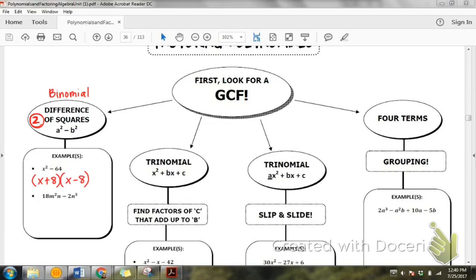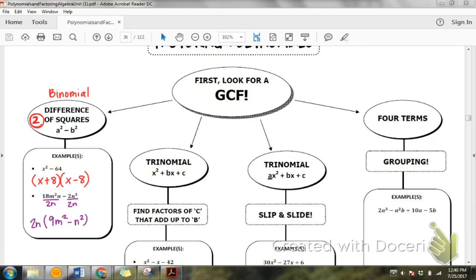Okay, what about the second one? Is there a greatest common factor between 18m squared n and 2n cubed? Mitchell? Yes, 2n squared. Wait, no, 2n. Just 2n, good. Okay, so we're going to divide this by 2n. We're going to divide this by 2n. Where does that 2n go? Out to the front. So 18 divided by 2 leaves me 9m squared minus n squared.